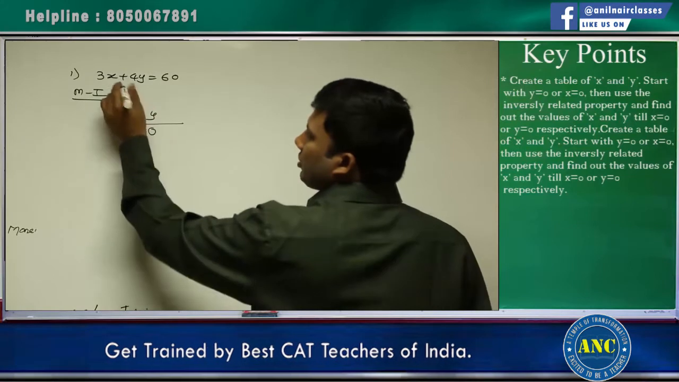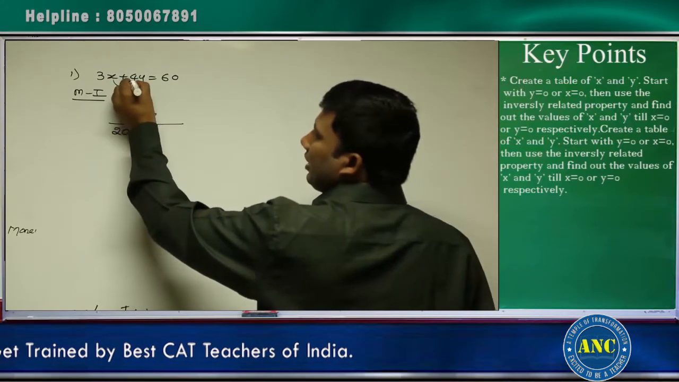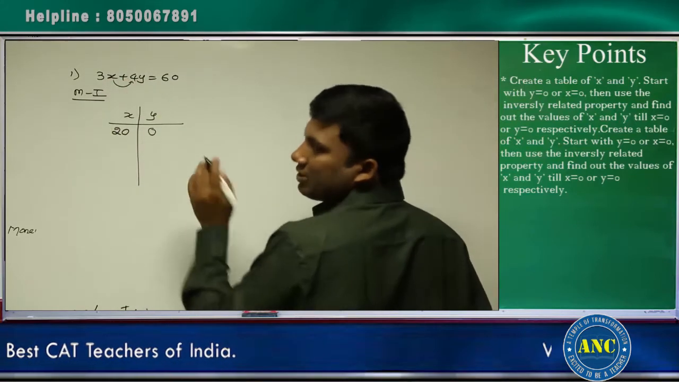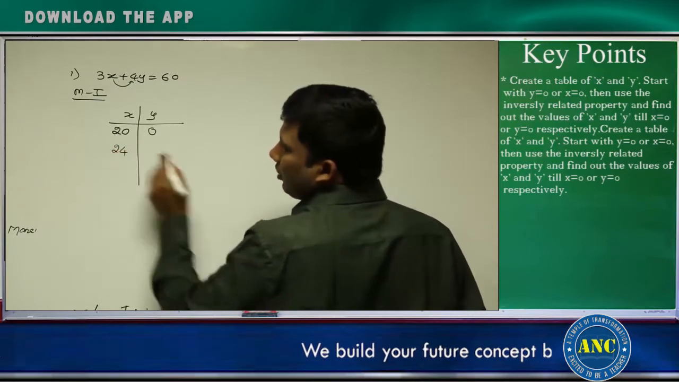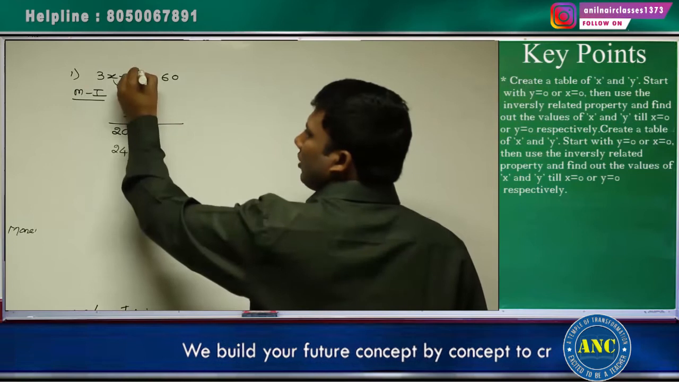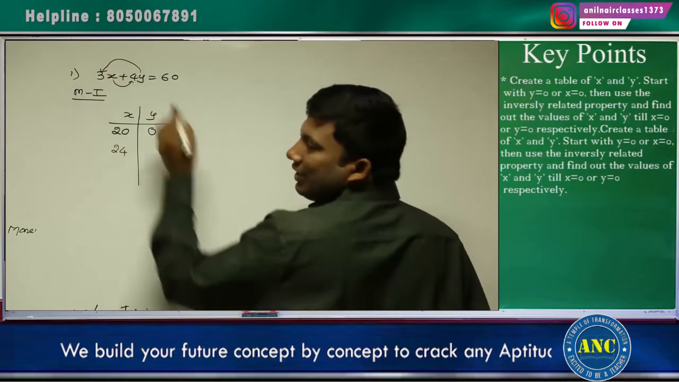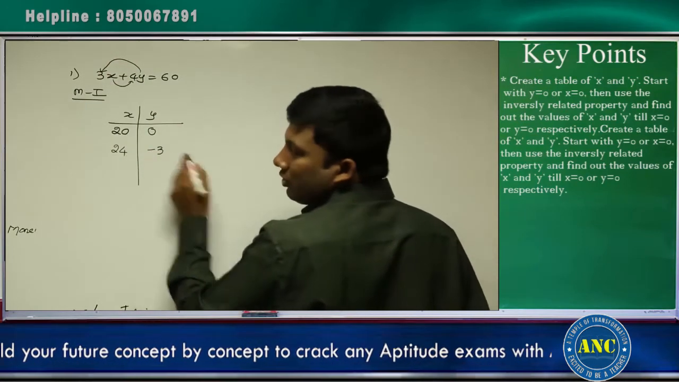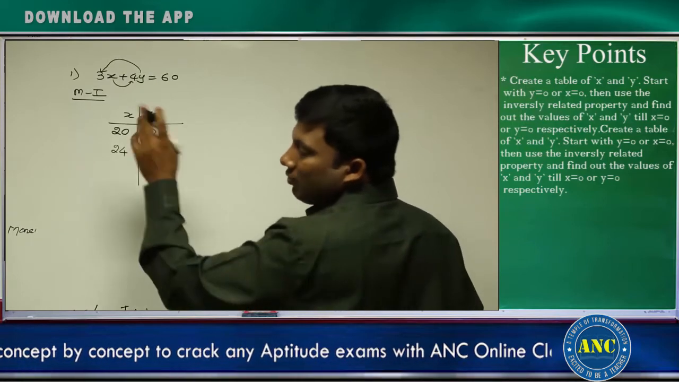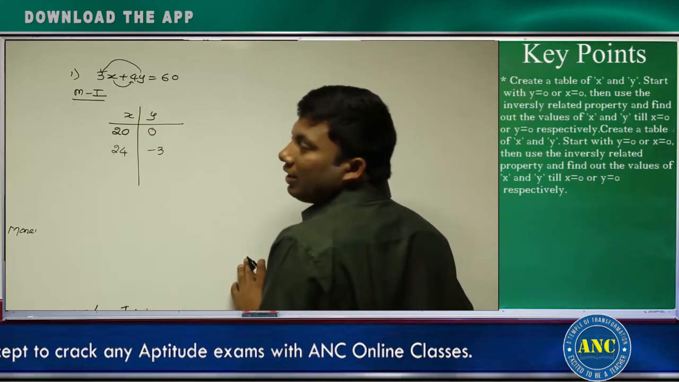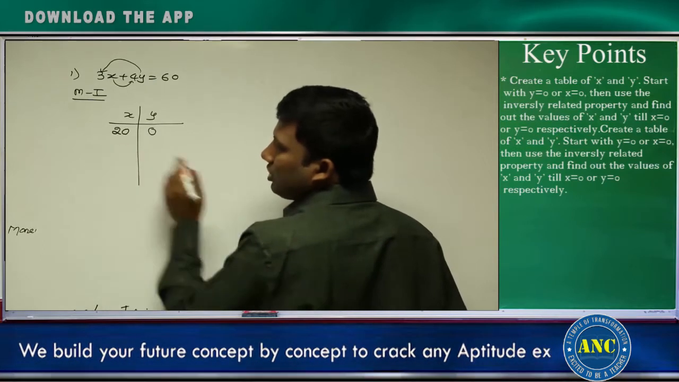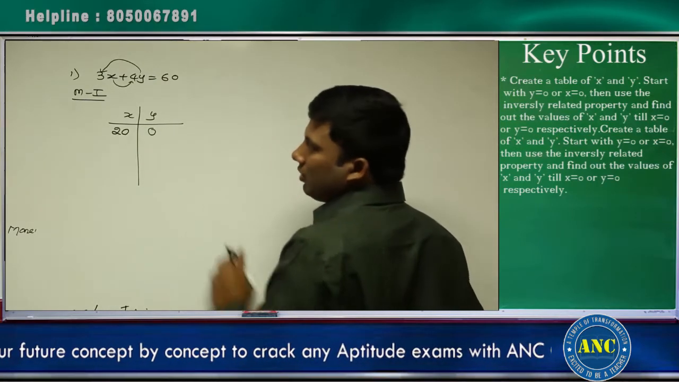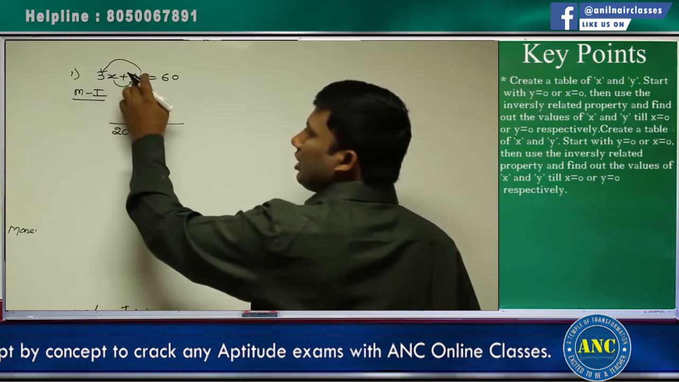After that, x has two cases. Either it can increase by 4 or it can decrease by 4. If it increases by 4, 20 plus 4 is 24. What will happen to y? Y will decrease by 3, giving minus 3. But what is our question? Non-negative and positive solutions, so it cannot take negative values. So 24 with minus 3 is not possible. That means x cannot increase by 4.